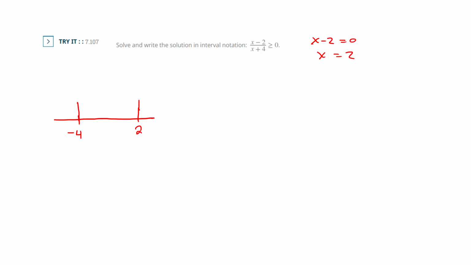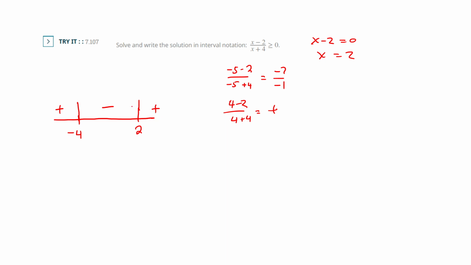Okay, so here are my boundaries. Now we're just going to go through this and test the regions. So let's do 0 here. If I put 0 in, I'd have negative 2 over 4, which is a negative number. Let's test anything in this region over here. So we'll do negative 5. Negative 5 minus 2 over negative 5 plus 4, negative 7 over negative 1, so that's a positive. Okay, let's do over here. Let's just pick 4. It could be anything. So I've got 2 over 8, so that is a positive.